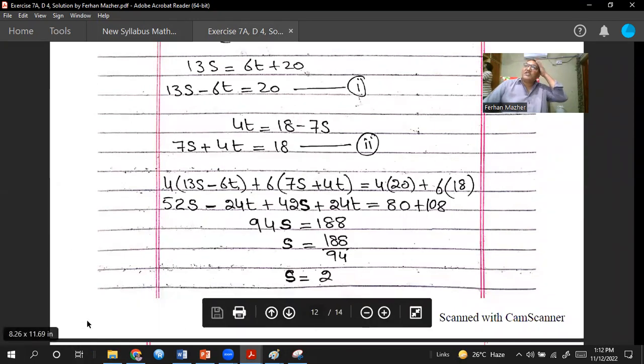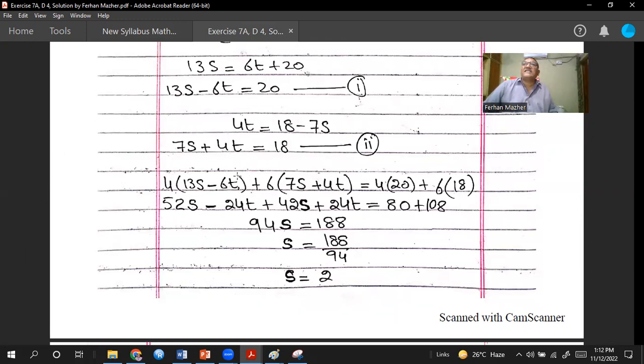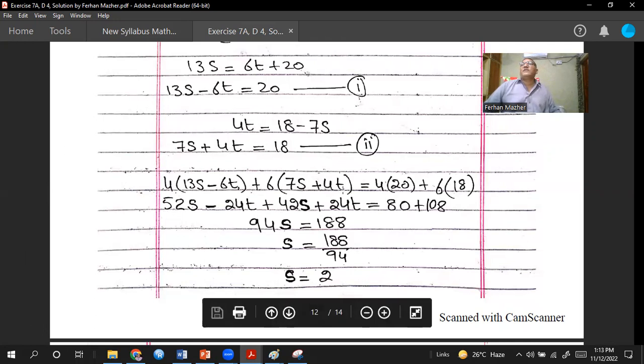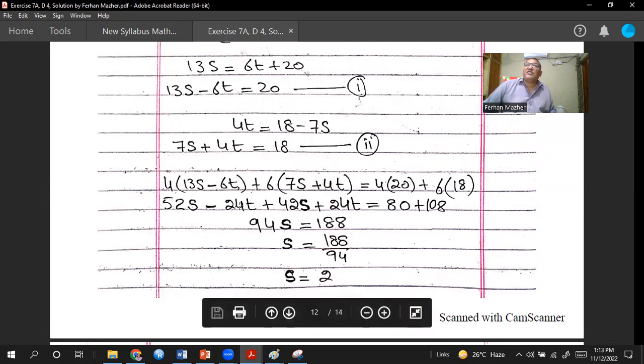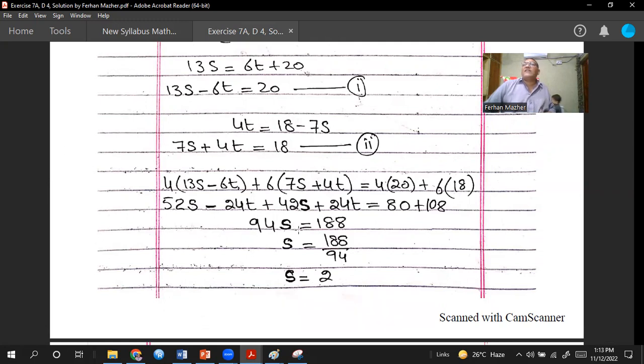I will try to make the coefficient of T the same. For this purpose, I will multiply the first equation with 4 and the second equation with 6. So 4 bracket 13S minus 60 bracket close plus 6 bracket 7S plus 4T bracket close is equal to 4 into 20 plus 6 into 18. So this will become 52S minus 24T plus 42S plus 24T equals 80 plus 108. Minus 24T plus 24T cancel with each other, so T is eliminated. We will have 52S plus 42S, that will be 94S, and that will be equal to 188. S will be equal to 188 divided by 94, so S will be equal to 2. So we got the value of S.